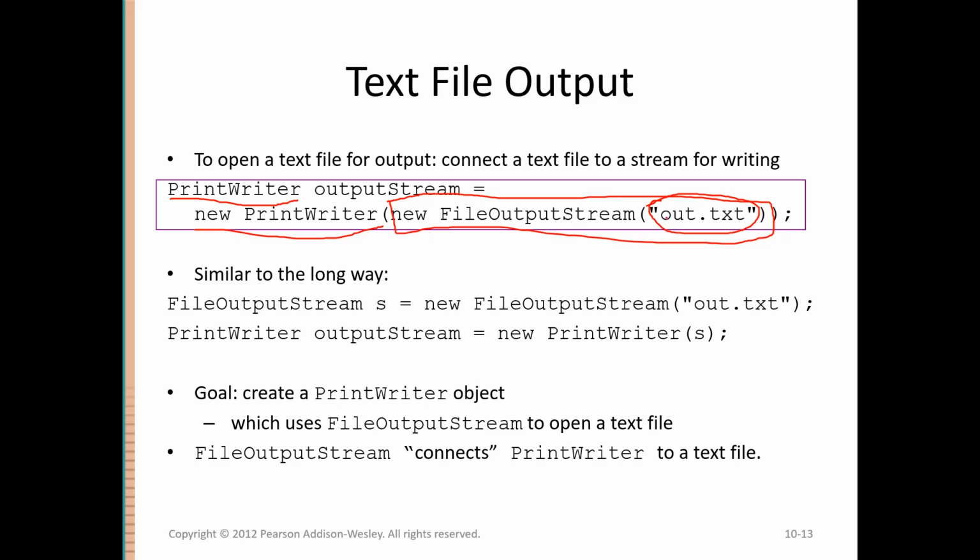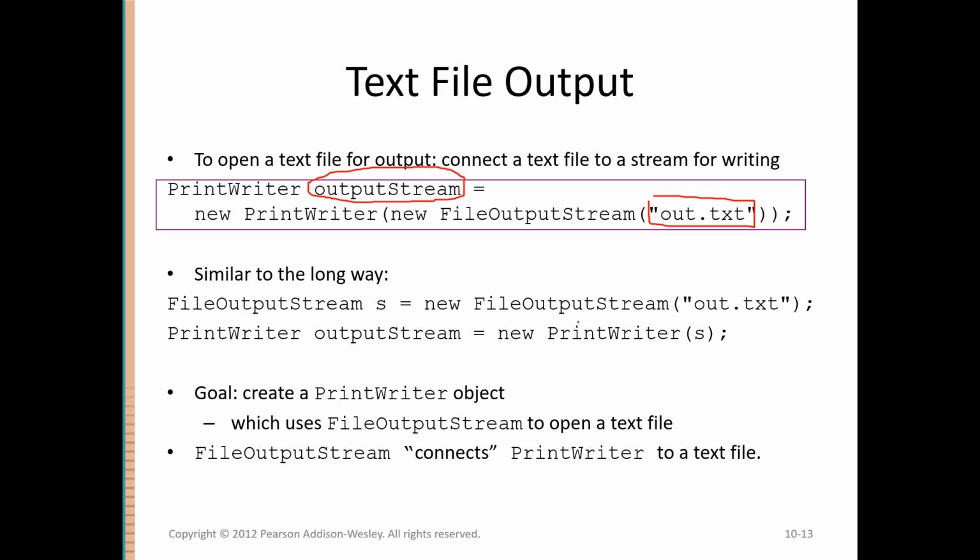So that's it. What this will do is make sure that it prepares this variable, this object, to have a stream, to be able to have access to a file, to write inside of it, and the name of that file is out.txt.